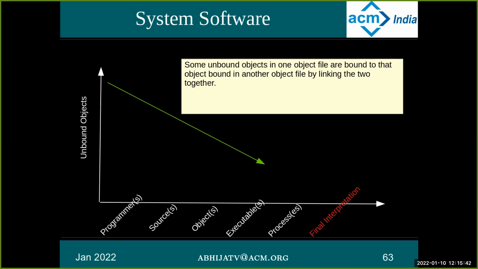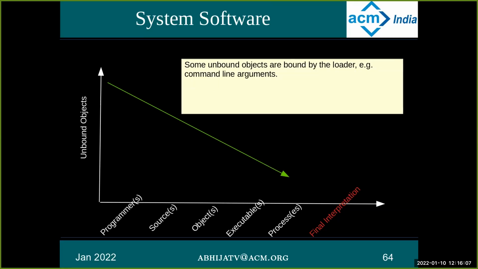Executables remove the binding ambiguity between two object files. So if one object file contains an unbound object, then it has to be resolved by looking at a bound object in another object file. So across object files, whatever the unbound objects are, they must be resolved by linking. That is how executables get created.